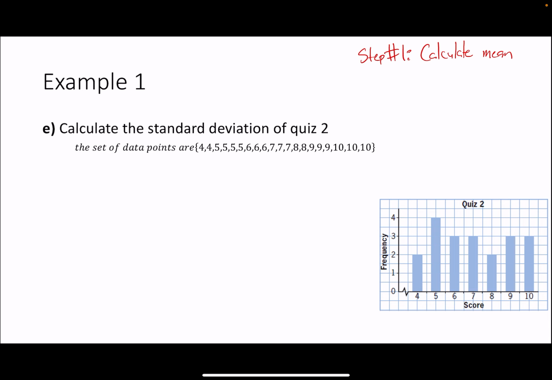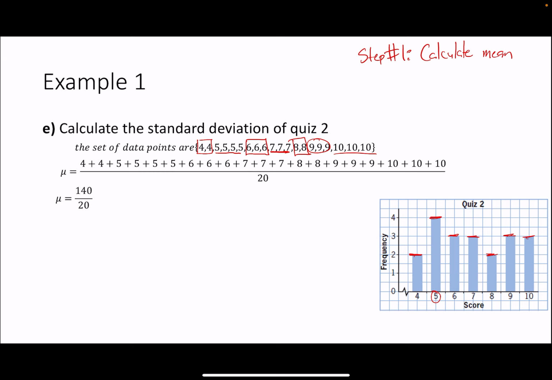So I have all my data points: 2 4s, right? So how many 4s? 2. I'm going to have 4 5s, 3 6s, 3 7s, 2 8s, 3 9s, and 3 10s. If I calculate the mean, I have to add these all up and divide by the number of data points. So there are 20 data points. Add them up, I get 140 over 20. My mean is going to be 7.